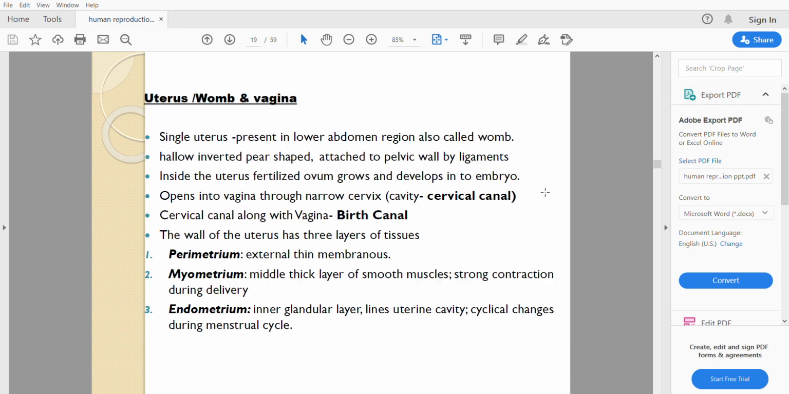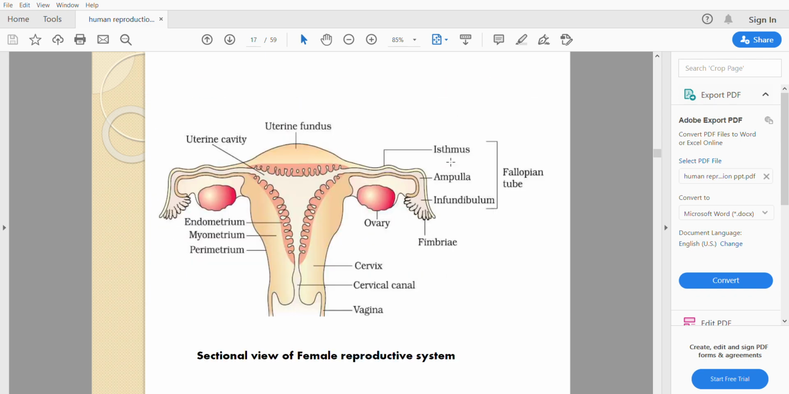Next we go to see about the uterus. Uterus and womb are the same. A single uterus is present in the lower abdominal region. It is a hollow, inverted, pear-shaped structure attached to the pelvic wall by ligaments. This is the uterus, pear-shaped and attached to the pelvic ligaments.